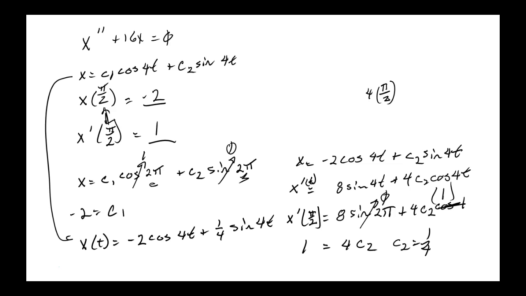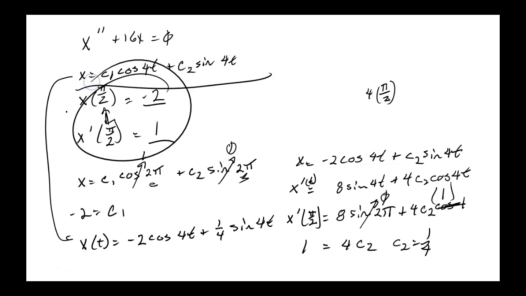No arbitrary constants. Those 2 constants we determined. You go back and put them in your original solution. You calculated them when you plugged in the values, but you plug them back into the original solution. So that gives us x equals minus 2 cosine 4t plus 1/4 sine 4t. That's a solution for this differential equation with these initial values, your IVP, initial value problem.